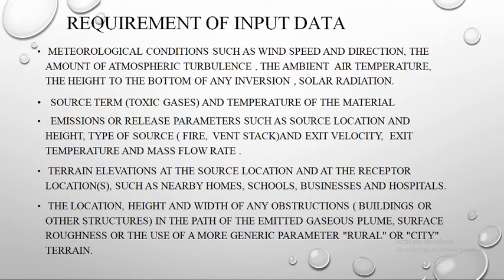Requirement of input data. Meteorological conditions such as wind speed and direction, amount of atmospheric turbulence. What is turbulence? Circular movement of air, so these are the eddies. So the eddies are called turbulence. Ambient air temperature or surrounding temperature, height to the bottom of any inversion: ground inversion, turbulence inversion, subsidence inversion and frontal inversion. Then solar radiation.